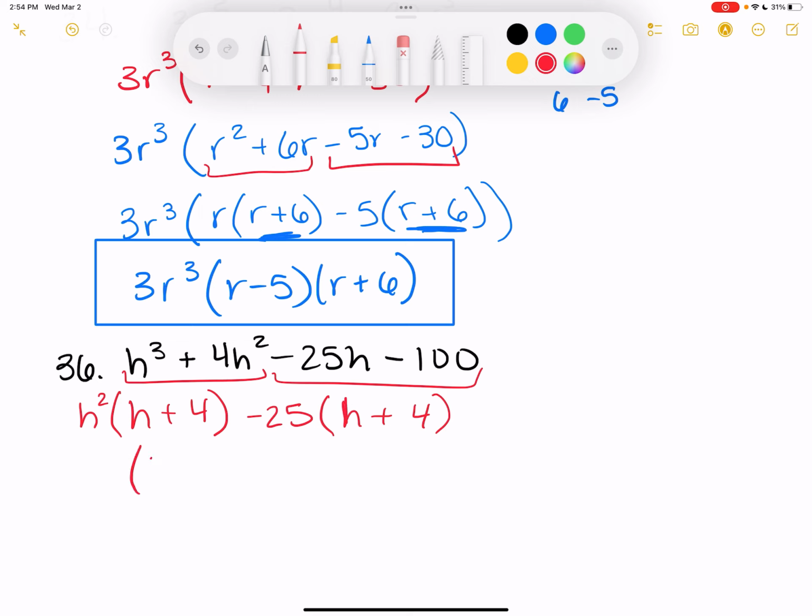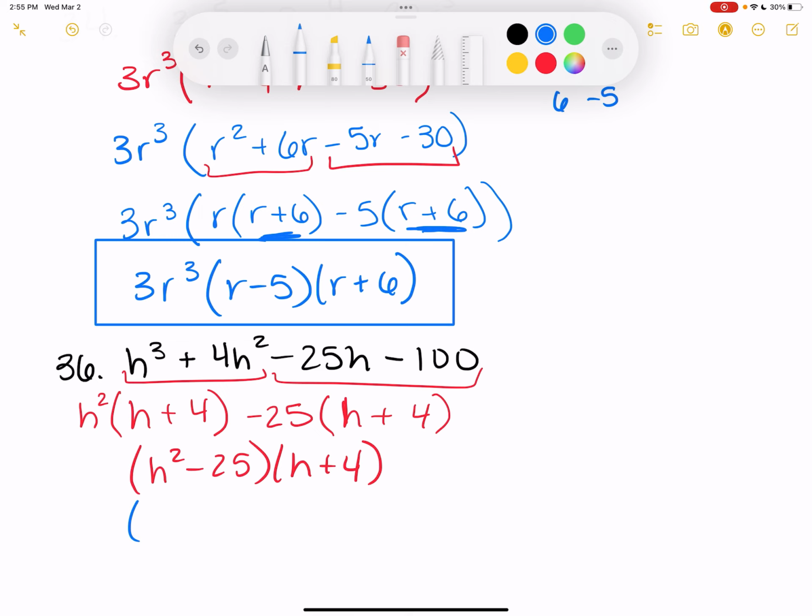Alright, so then H squared minus 25 times H plus 4. Is that factored completely? No. What do I need to do? Get rid of that H. Arch method? Foil? No, what is this? A negative sign. What is this? Squares. Difference of squares, so what is that?